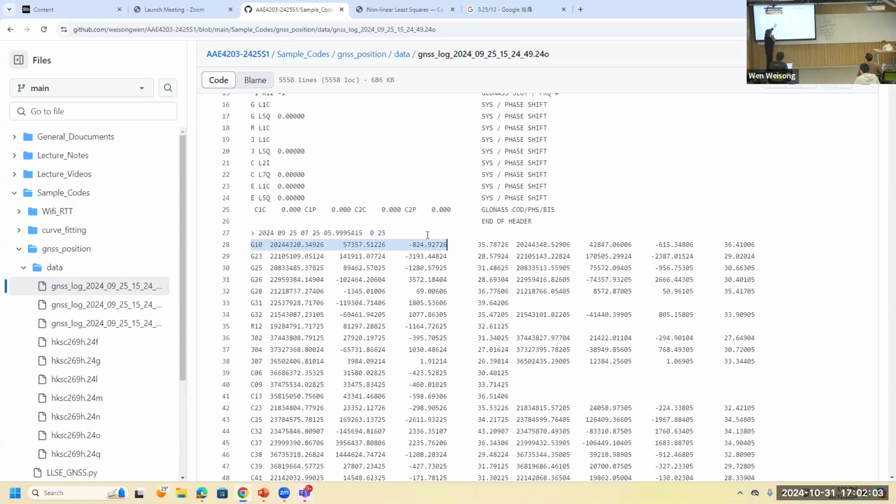So this is the pseudorange. This is the distance from the satellite to you. Okay, this is the pseudorange. And this is the so-called carrier phase. Sorry, this is the Doppler measurement. Doppler measurement is another term I want to introduce, and in the coming minutes I will cover how to use the Doppler to estimate the velocity.